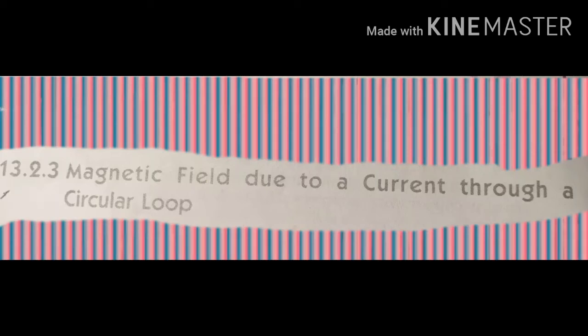Okay, today we'll do the magnetic field due to a current through a circular loop. That means for a circular loop, how the magnetic field lines are created. What will be the direction of the magnetic field? What will be the direction that we will find?